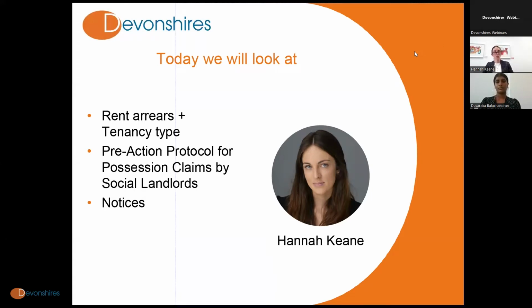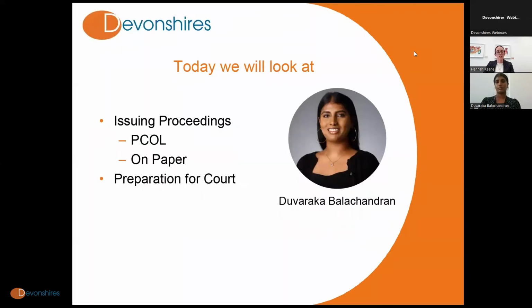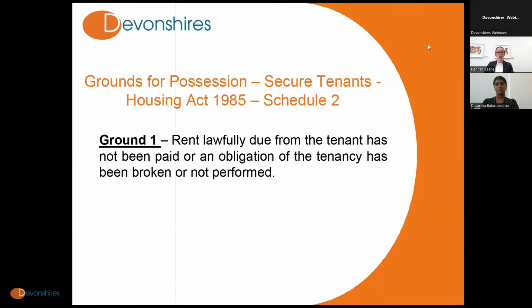Just a few topics that we'll cover today. We will deal with rent arrears and tenancy types, pre-action protocol for possession claims by social landlords, the service of notices, and the some debt respite scheme as well. And then Duva will deal with issuing proceedings via both ways, PCOL and on paper, and then finally your preparation for any court hearings.